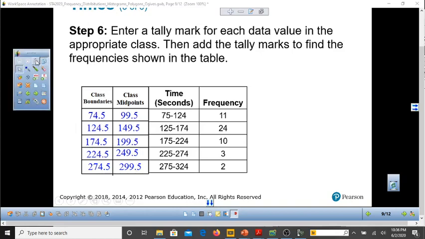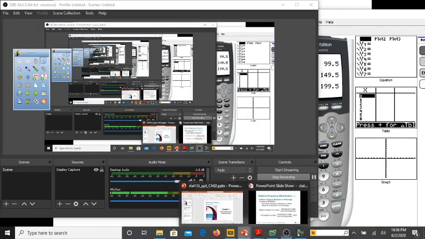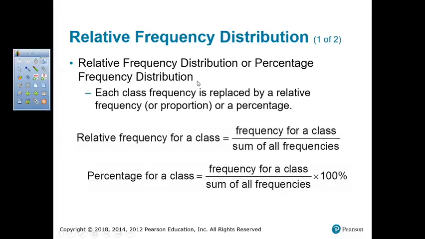Now let's move on a little bit and talk about frequency, relative frequency. The relative frequency is what percent of the values fall within a class. It's what fraction of the total is covered by the frequency of that class.